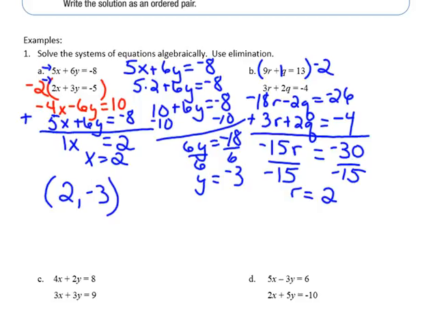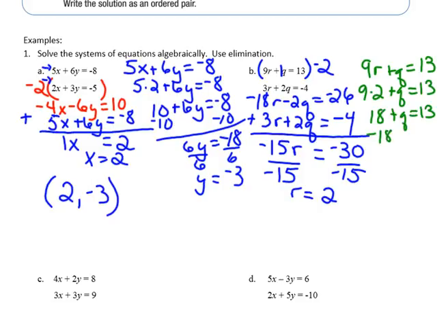Now that I know what r is, I can go back and figure out what q is. And again, if you're going to do that, you have to go back into one of the original equations. So again, I'm going to use the first one. 9r plus q equals 13. I know r is 2. 9 times 2 is 18.